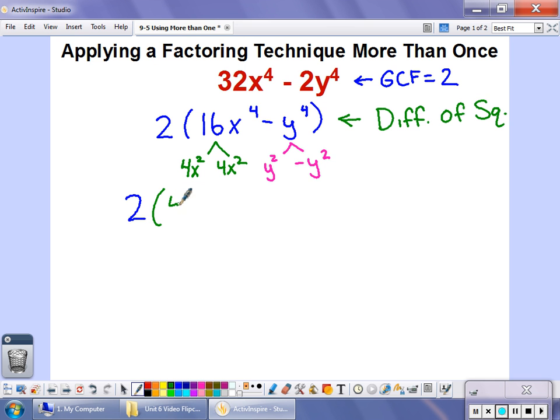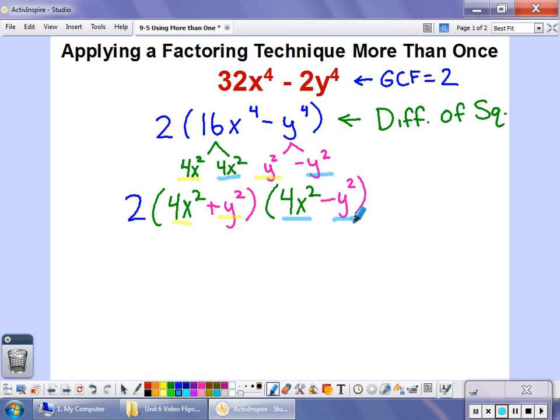Then I'm going to have one of these 4x squareds and one of these y's in each parentheses. Okay? So what I've done here is I've taken this 4x squared and put it here, and this y squared and put it there. Now I need to do the second set of factors the same way. So I'm going to take the second 4x squared and this second y squared, although this one is a minus y squared.